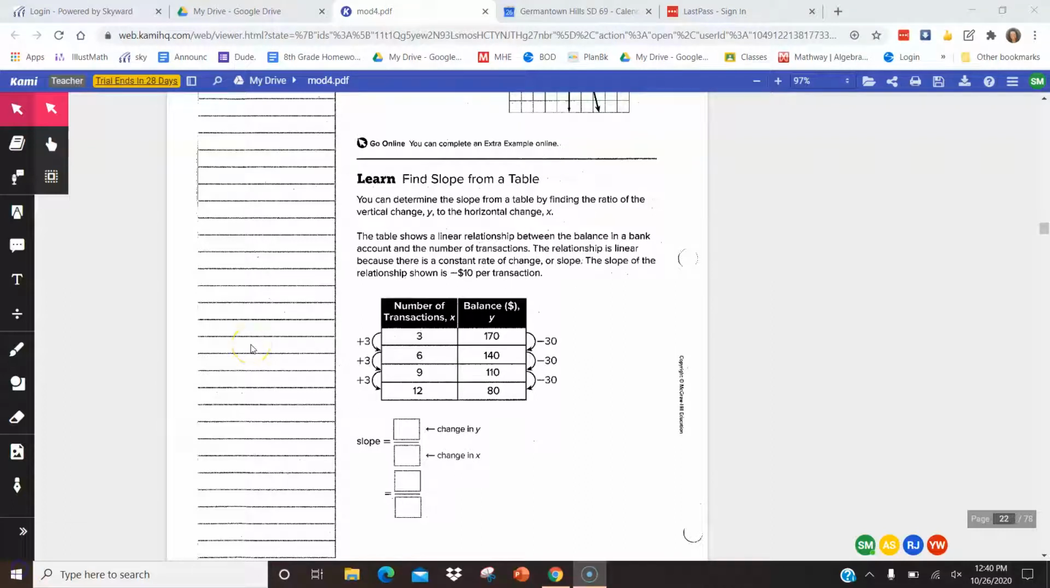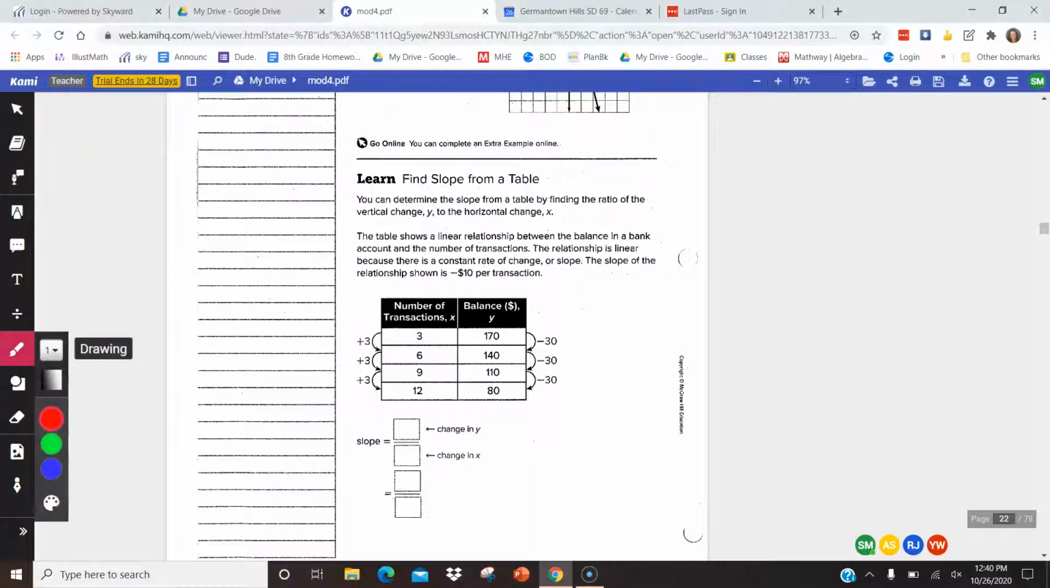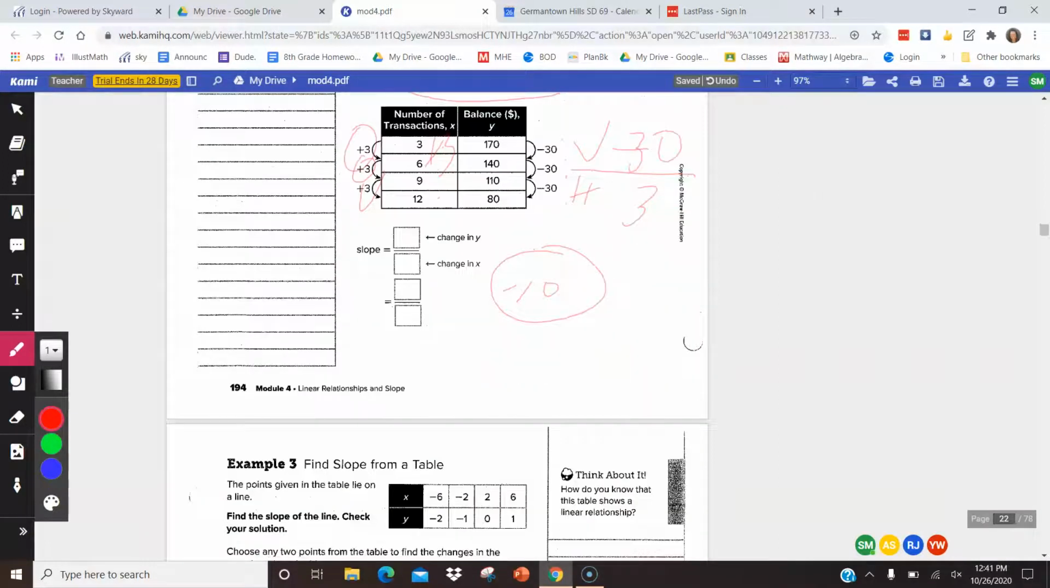Okay, so what you want to do is when you're looking at the table, you want to find out what type of pattern is occurring. So in this case, we're going up by 3 because it's 3, 6, 9, 12. It's up by 3 each time. And as we're going up, we're dropping down 30. So you want to think, what should this rate be? Well, I'm down 30. My vertical movement is negative 30 over my horizontal movement, which is positive 3. Negative 30 divided by 3 is going to be negative 10. So that's the change or slope. If you'll notice, it's actually $10 per transaction.